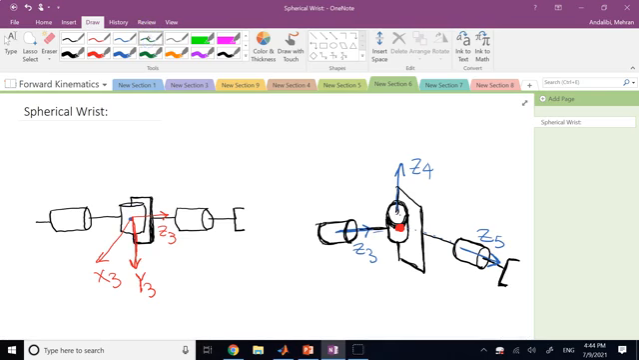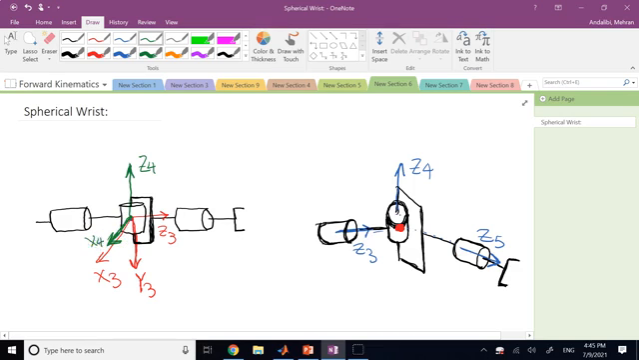Now for frame 4, my Z is like this. That is Z4. Okay, and Z3 and Z4 are already intersecting at this point. So that is going to be the origin of frame 4 as well. Now my X4 has to be such that it's perpendicular to Z3 and intersecting it. So it could be any of these. It could be the same as X3, it could be the same as Y3, because they both intersect and they're both perpendicular to Z3. And again, to avoid rotations, to make it simpler, I pick my X4 to be the same as X3.